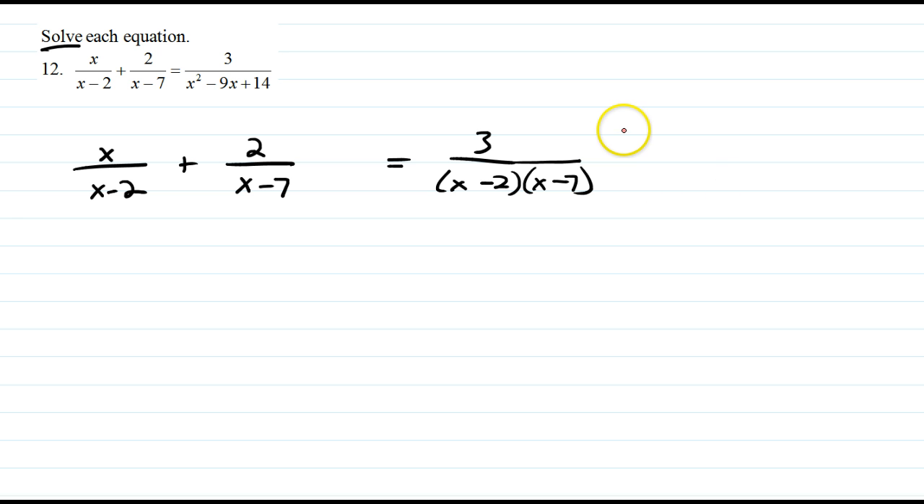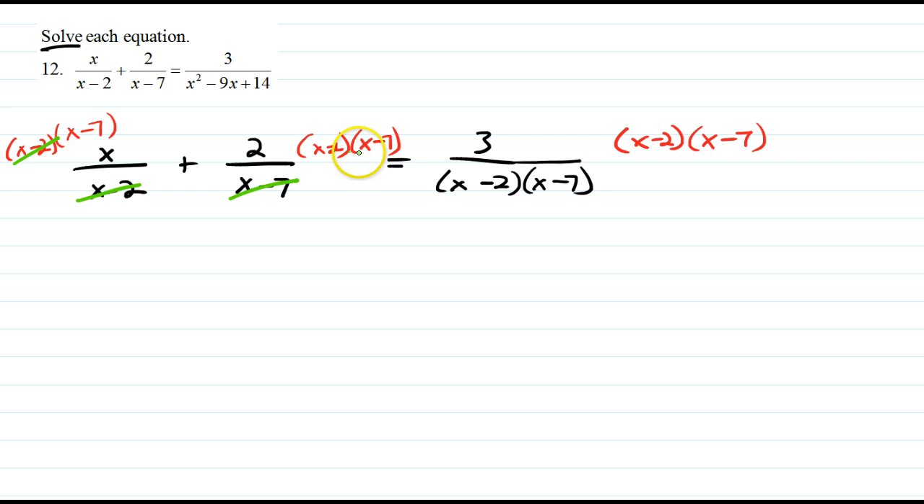So when I multiply everything by x minus 2, x minus 7, what's going to happen is that's able to get rid of the x minus 2, this is able to get rid of the x minus 7, this gets rid of the whole thing. So now I'm left with x times the x minus 7, which is x squared minus 7x. Now I distribute the 2 in, so plus 2x minus 4, and that equals 3.